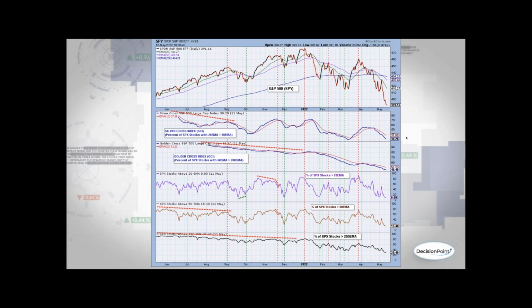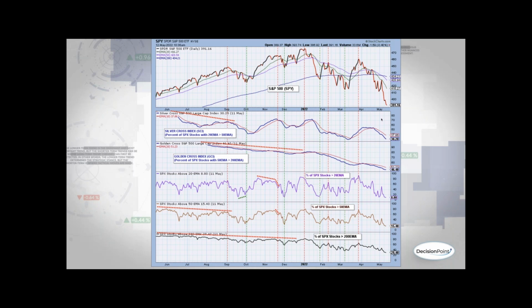The intermediate term bias is when I check what's going on with the Silver Cross and compare it to what's going on with these numbers here for the percent above the 20 and percent above their 50. Like I said, if these numbers were higher, that intermediate term bias would change to a neutral. It wouldn't be bullish until the Silver Cross Index is actually turning up. That's kind of my rule of thumb as I figure out what the market bias is in the intermediate term.